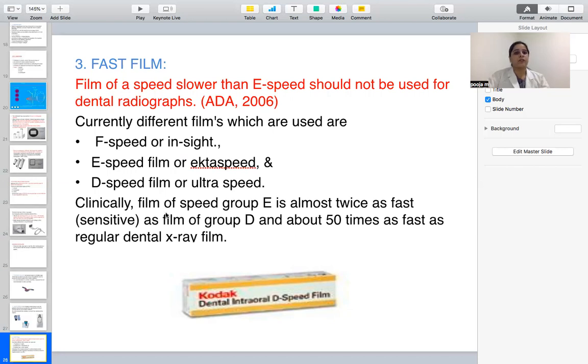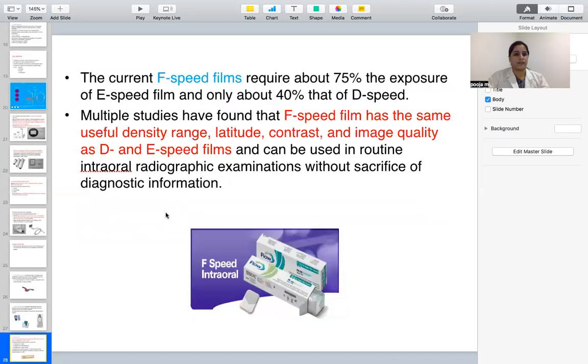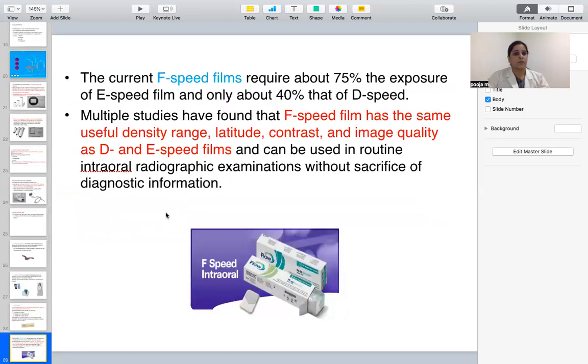So E speed film is most preferred. Clinically, the film speed of group E is almost as fast as that of group D, and it is almost 50 times as fast as your regular dental X-ray films. The F-speed films are also available, and they have the advantage that they require almost 75% less exposure than that of your E-speed film, and about 40% exposure of your D-speed film.